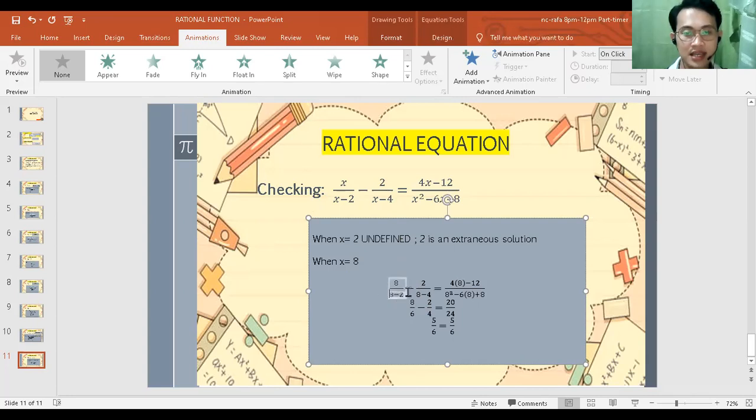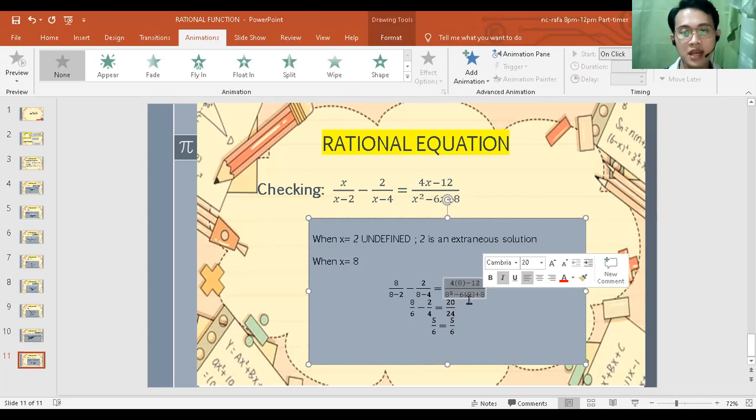First, the 8 minus 2 here in the denominator is 6. 8 minus 4 is 4. So we copy here 8 over 6 minus 2 over 4, which is equal to 4 times 8, that's 32 minus 12, which is 20 for the numerator. Then 8 squared is 64. 64 minus 48 plus 8 is 24. Yes, because you subtract 6 times 8, which is 48, from 64, and then add 8, and you get 24 there.